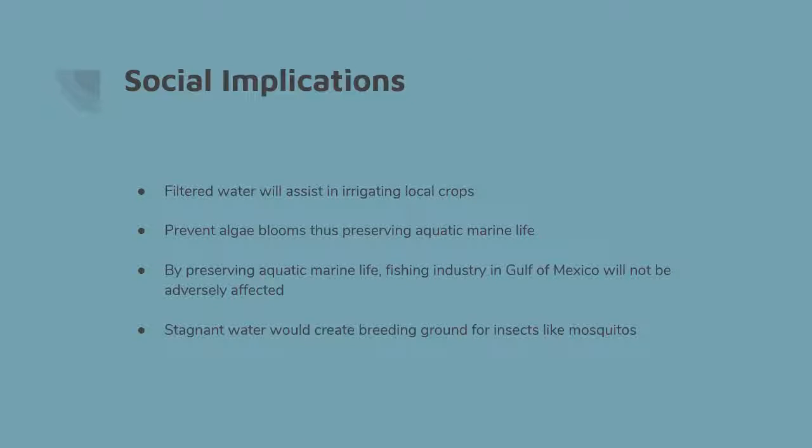Some of the positive social implications of this project are that filtered water will assist in irrigating local crops. It will also prevent algae blooms, thus preserving aquatic marine life. By doing this, the fishing industry in the Gulf of Mexico would not be adversely affected. The negative implication would be that the stagnant water would create a potential breeding site for insects such as mosquitoes.